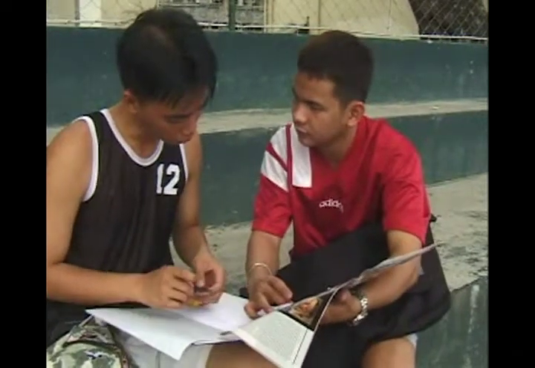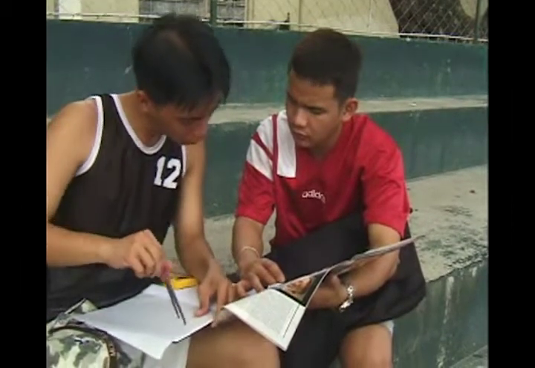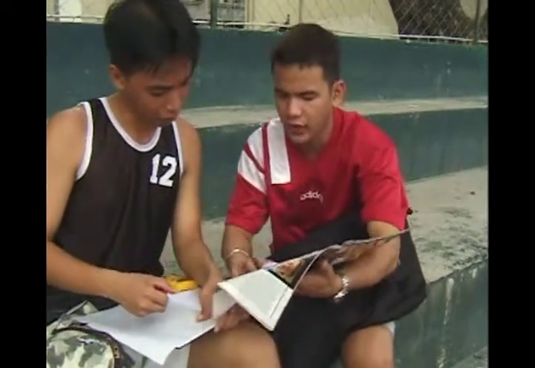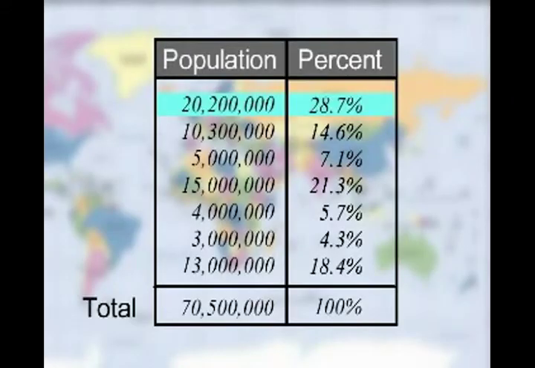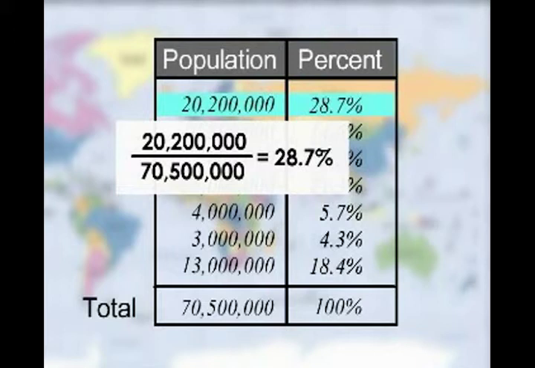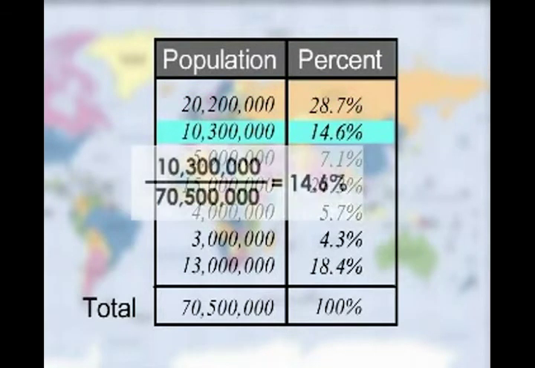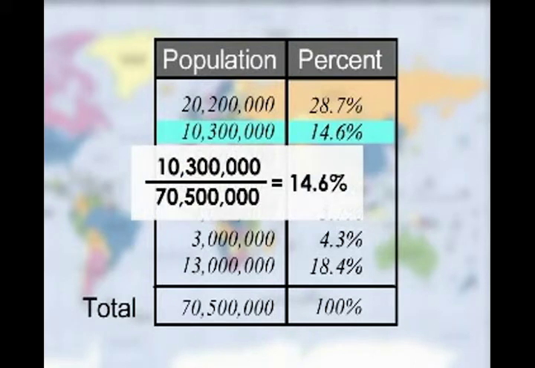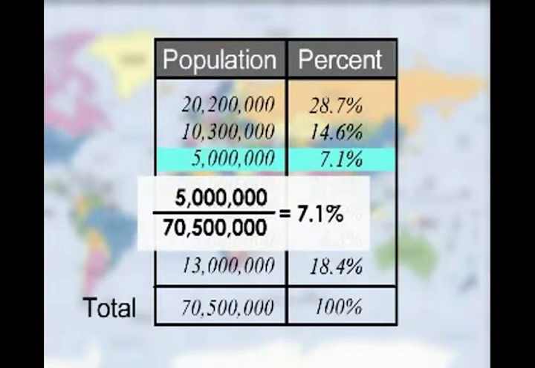Which graph will be better for this data? Circle graph. Okay, to create a circle graph, you first have to calculate the percentage for each nationality. 20,200,000 is 28.7% of 70,500,000. 10,300,000 is 14.6%. 5 million is 7.1%.